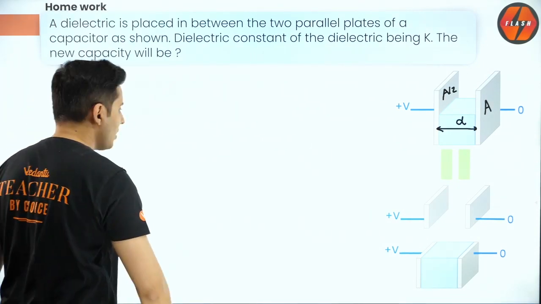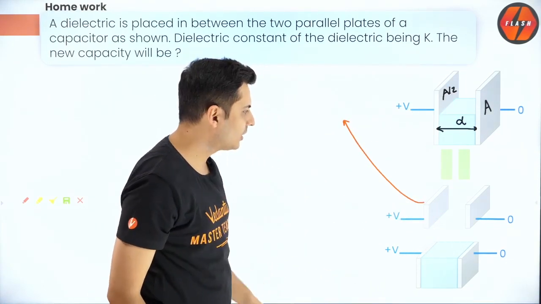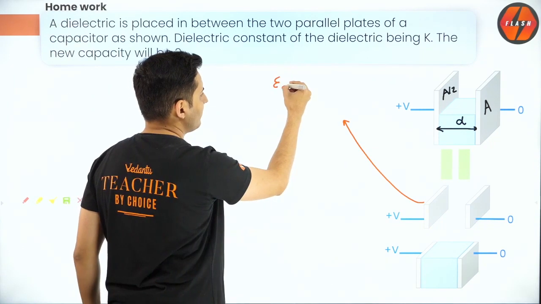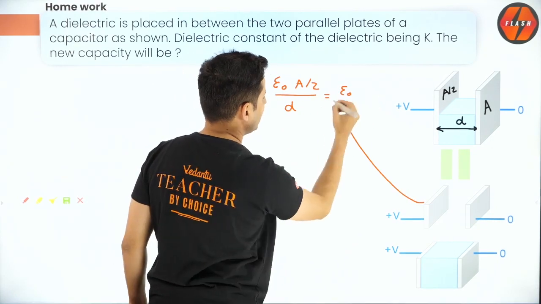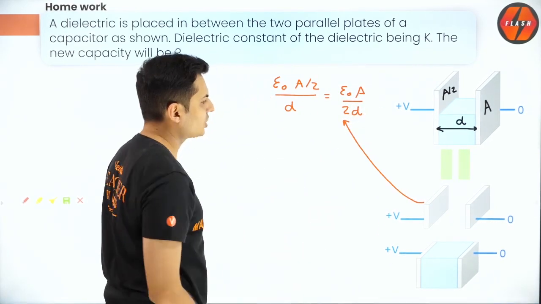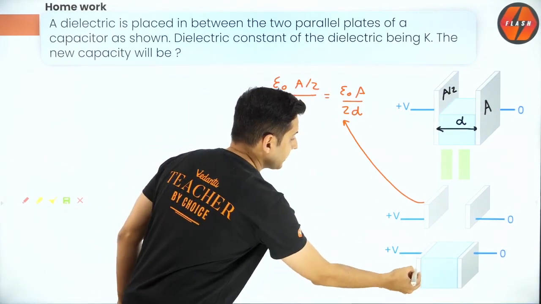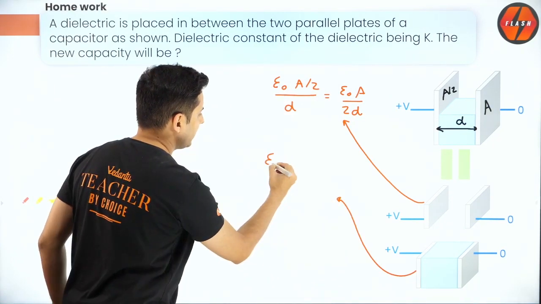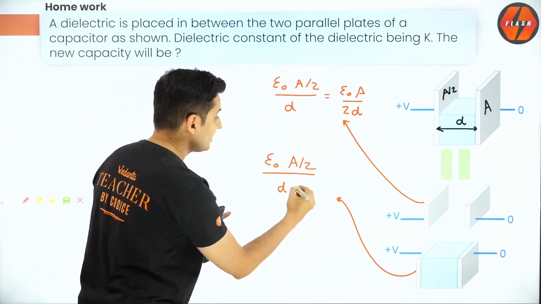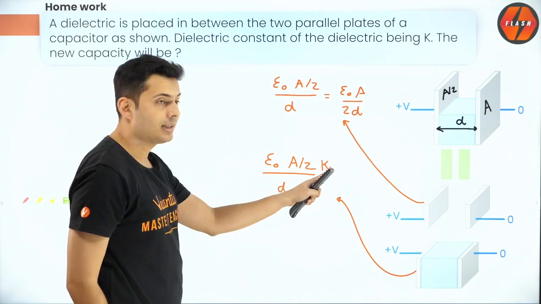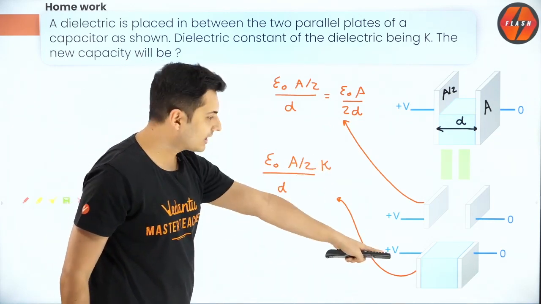So think about it. What will be the capacitance of this one, only the capacitor on the top? That will have a capacitance of epsilon naught A by 2 by D. That's it. So epsilon naught A by 2D. That should be the capacitance of the top part. But of the bottom part, what will it be? So think about it. It will be again epsilon naught A by 2 divided by D, but this time there will be a K on the top. Reason, because there is a dielectric slab filled completely inside it, so put that K over there for that particular capacitor.